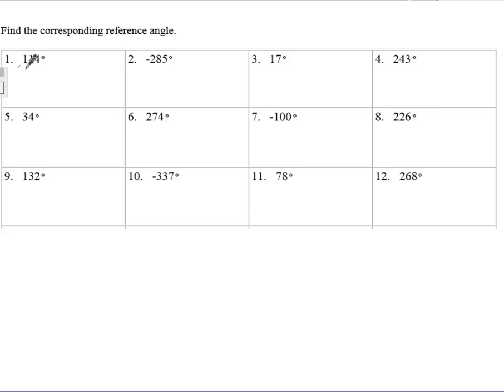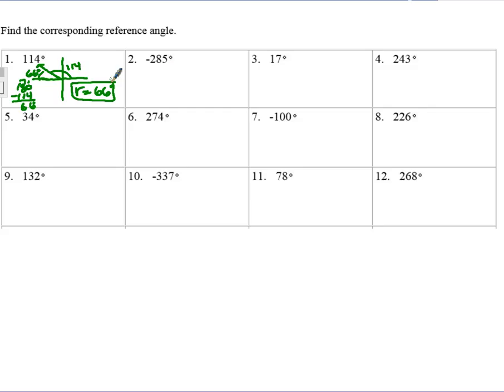Try these. In order to do this well, I'd really like you to sketch a little graph and think about, okay, from here I went 90 and 114. I need you to draw a little sketch and show me where that angle is going to be. So if this is 114, how much more did I need to get to 180? So 180 minus 114, so we need 66 degrees. So my reference angle is 66 degrees. That's what I'm looking for.